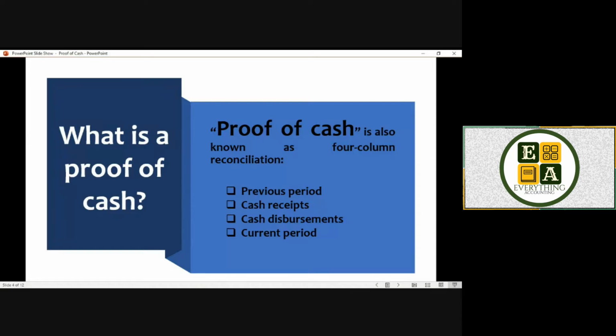Proof of cash is also known as four-column reconciliation. It became a four-column reconciliation because of the first reconciliation, the common bank reconciliation, and then the simultaneous reconciliation of cash receipts and cash disbursements. We have columns for the previous period, cash receipts, cash disbursements, and the current period reconciliation. So it is a longer reconciliation in contrast with a normal bank reconciliation.